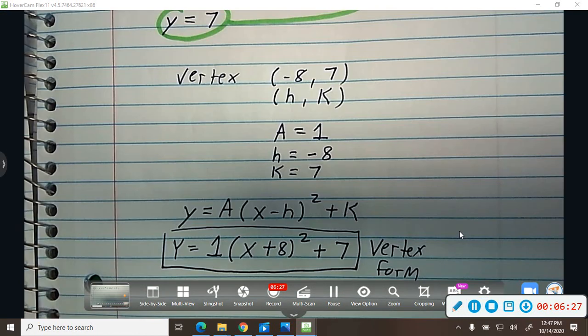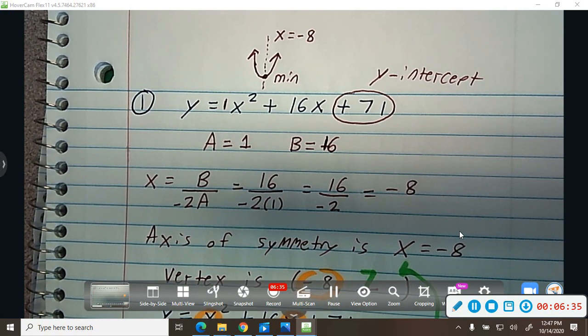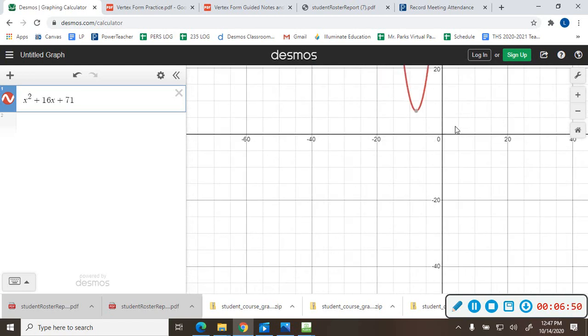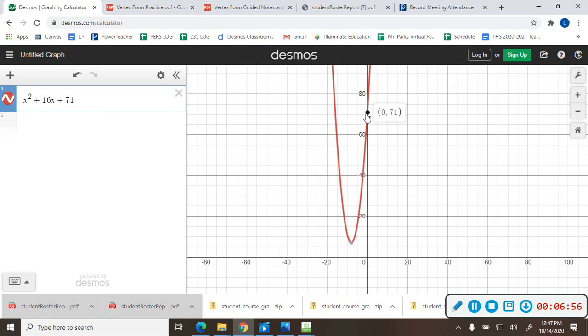Before we go any further, this is called vertex form. Let's take the standard form that we started with and just make sure that they are the same parabola. So I'm going to type in this one, x squared plus 16x plus 71. And notice, if you look, the y-intercept is 71. We knew the y-intercept was 71 because this says 71. We also knew it was going to open up because a value is 1. Anything that's positive opens up.